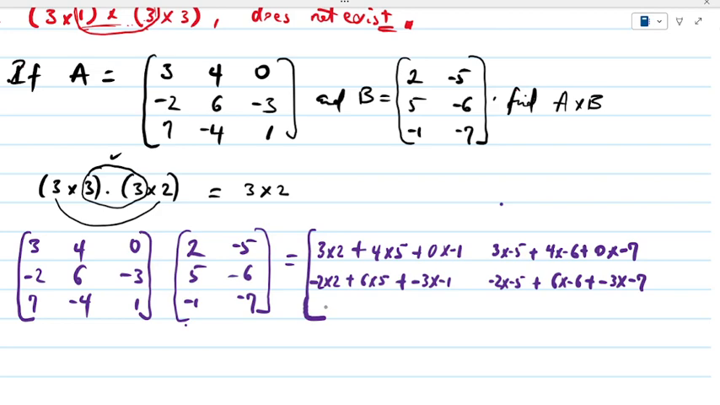So we have 7 times 2 plus minus 4 times 5 and then plus 1 times minus 1. Then last row with last column we have 7 times minus 5 plus minus 4 times minus 6 and then plus 1 times minus 7.